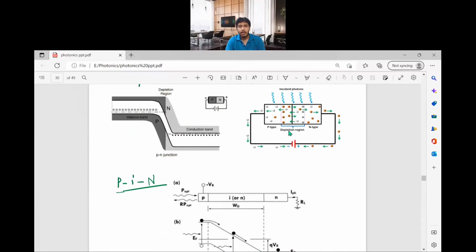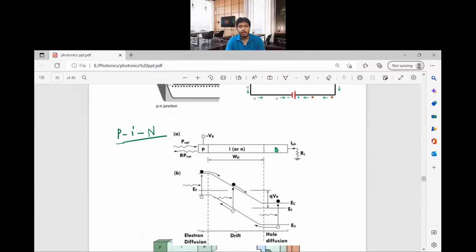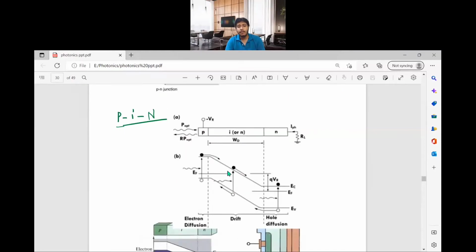Basically we insert an intrinsic material between this P type and N type, so that this whole intrinsic material works as a depletion layer. So now your depletion region is very large, so light can be absorbed over this longer length. Your depletion region is larger, so more light will be absorbed, so you will get more current. Okay, so your efficiency will increase for the photodetector, and the performance will be improved.